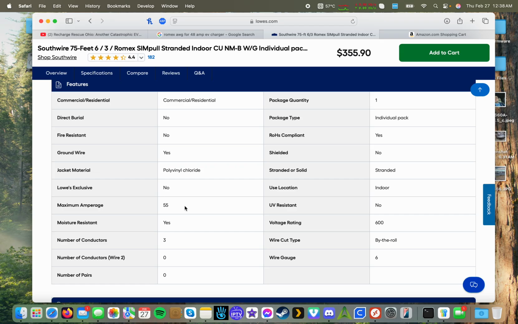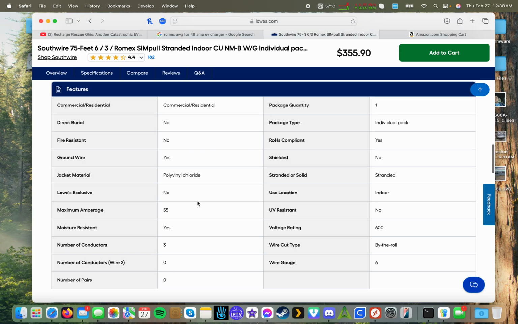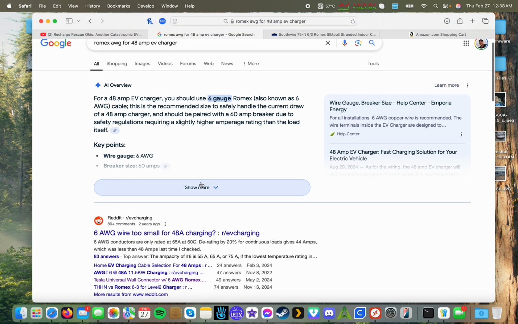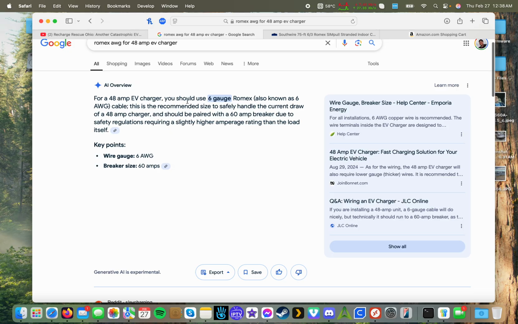So I'm confused as to why Tom says 6 gauge Romex cannot be used for an EV charger at 48 amp. I actually went to Google and it says for a 48 amp EV charger, you should use 6 gauge Romex, also known as 6 AWG. It's the recommended size to safely handle the current draw of a 48 amp charger.